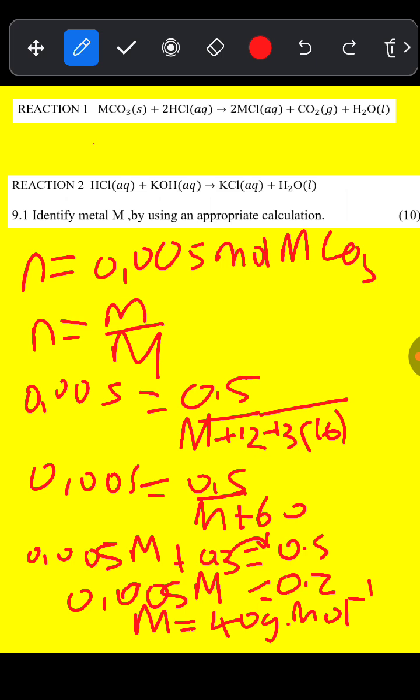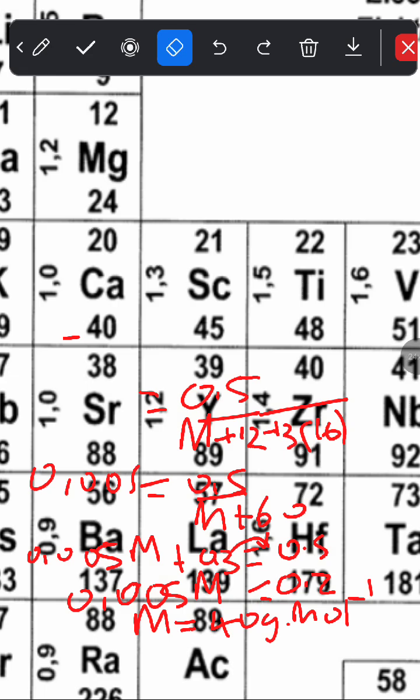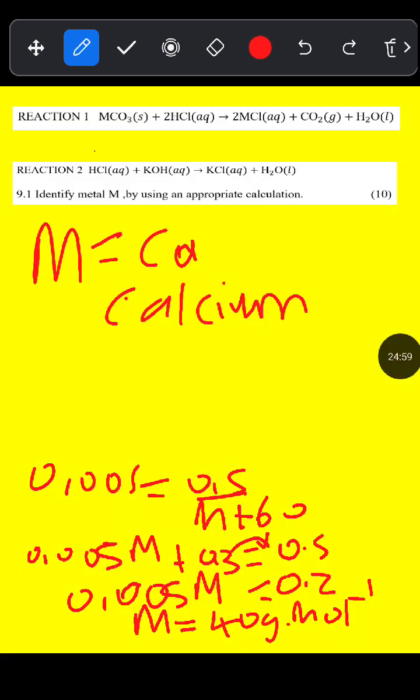Whenever you want to identify an element, you have to determine its molar mass. You must find the molar mass of that substance. Now in the periodic table, the one that has got a molar mass of 40 is what? We can see that the one that has got a molar mass of 40 is calcium. So metal M is calcium.